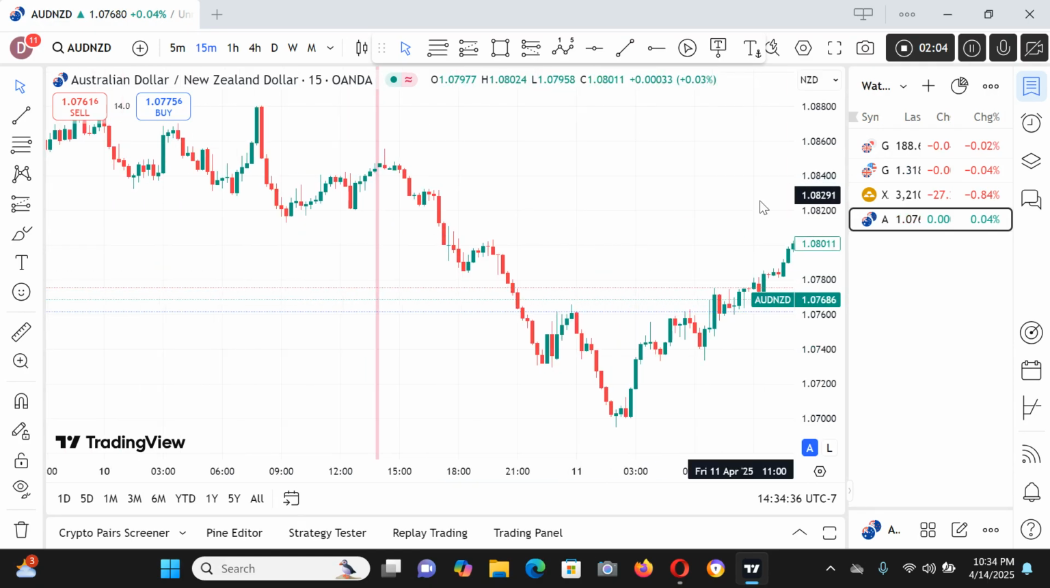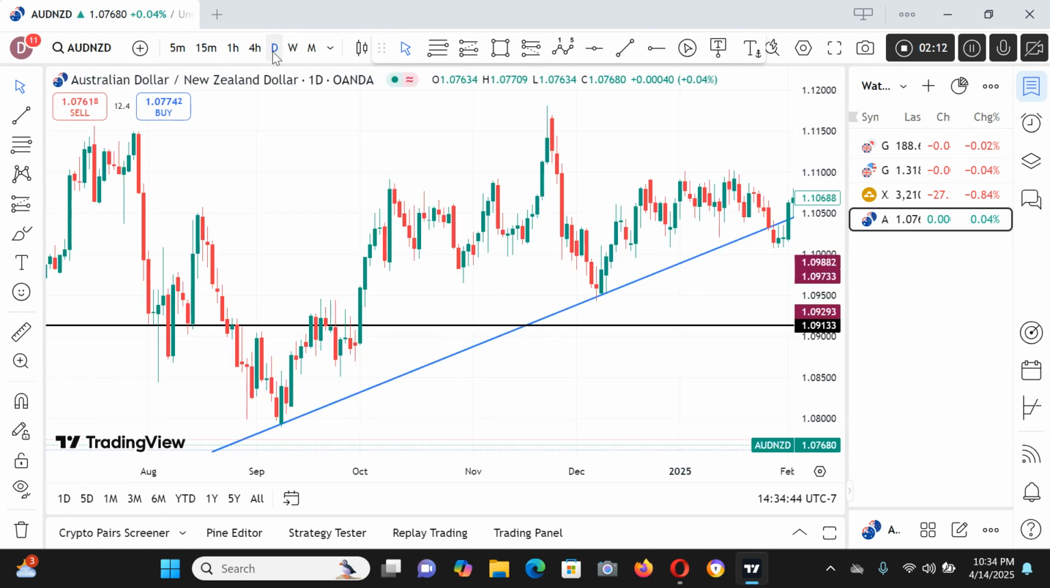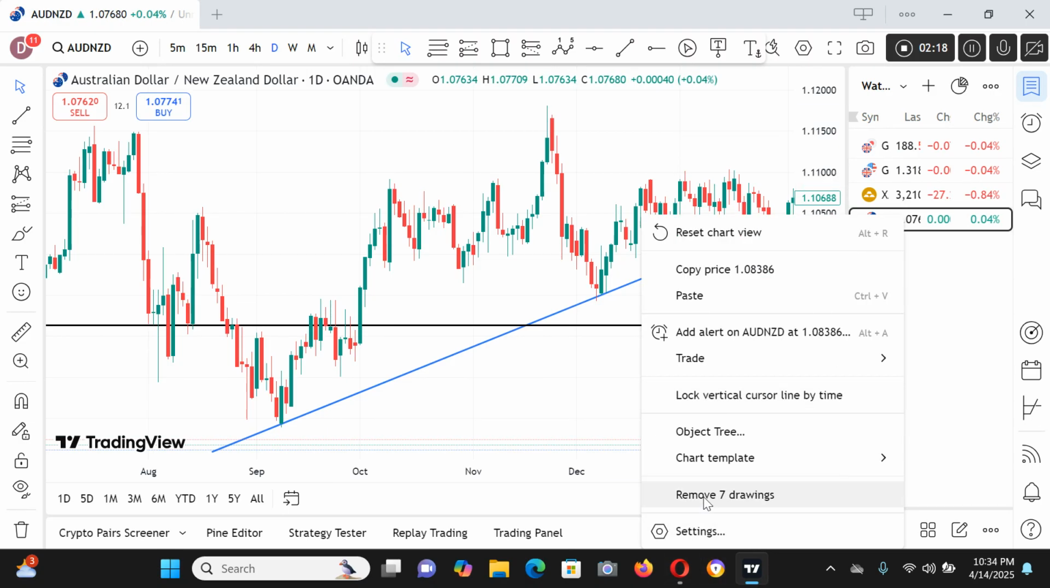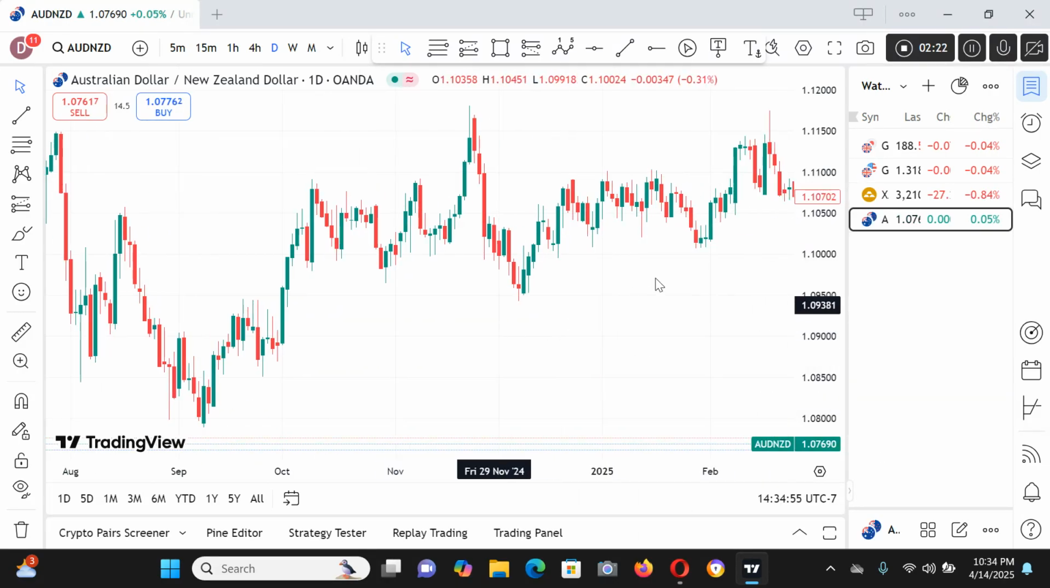So let's go to this currency pair AUDNZD, Australian dollar versus New Zealand dollar. So let's clear our chart.